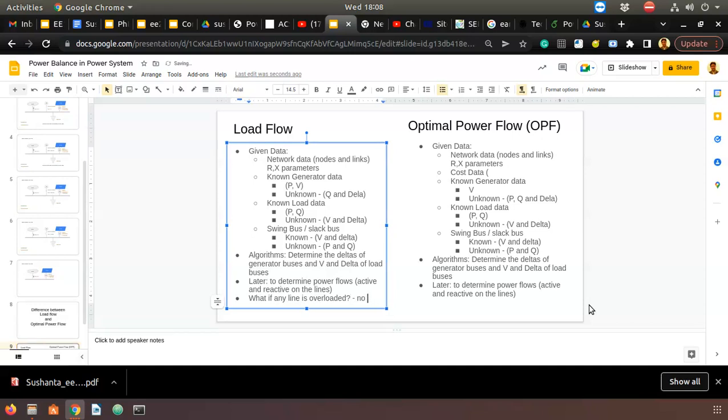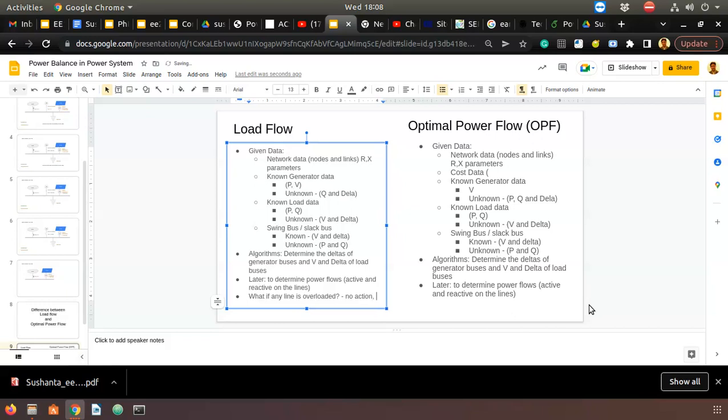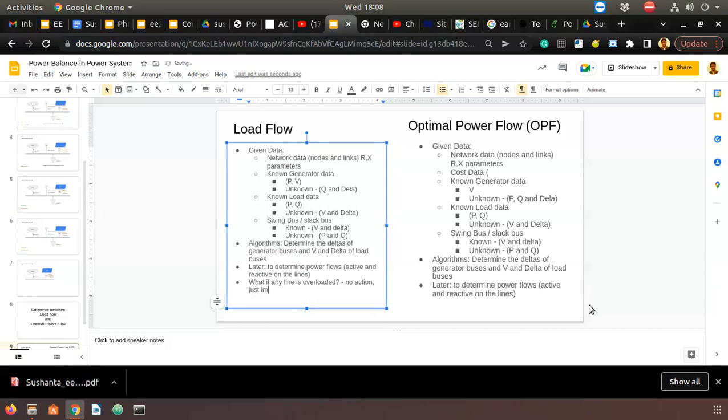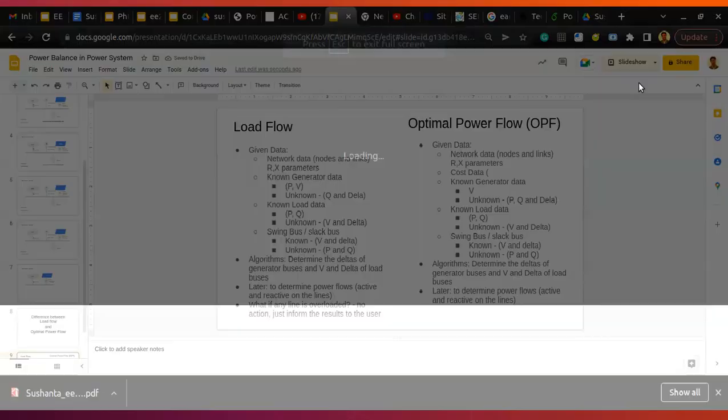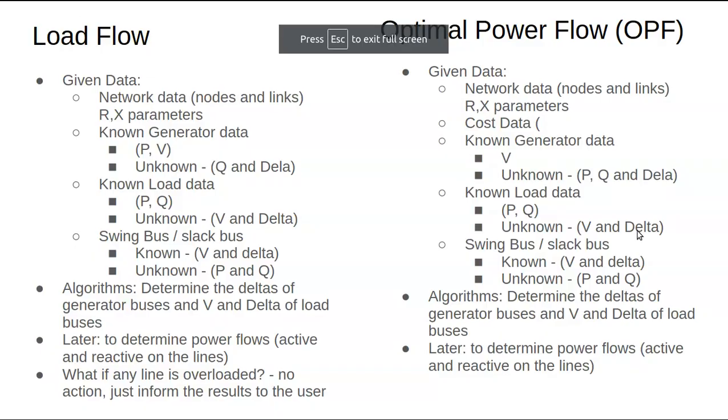No action. We are not bothering about it. We just inform the results to the user. At least you can say, okay, so and so line got overloaded. We can print it in red color in the load flow result. But beyond that, you cannot do anything.